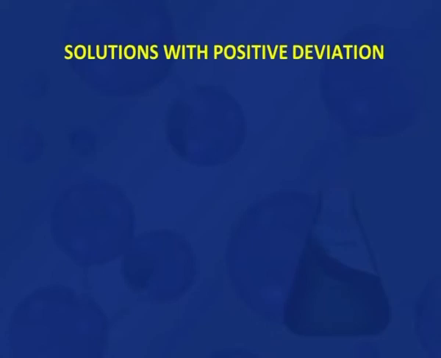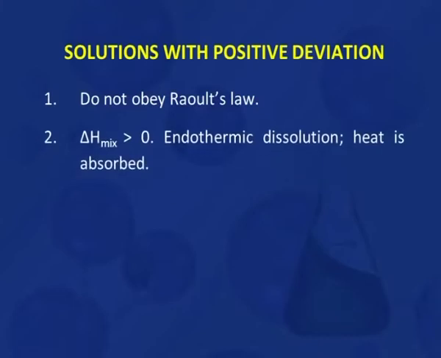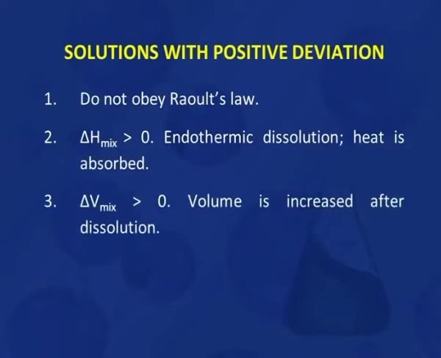The first type of non-ideal solutions are those which show positive deviation. These solutions possess some characteristics. They do not obey Raoult's law. Delta H mixing is always greater than 0, which means there is endothermic dissolution and heat is absorbed during solution making. Delta V mixing is also greater than 0, so the volume is increased after dissolution.